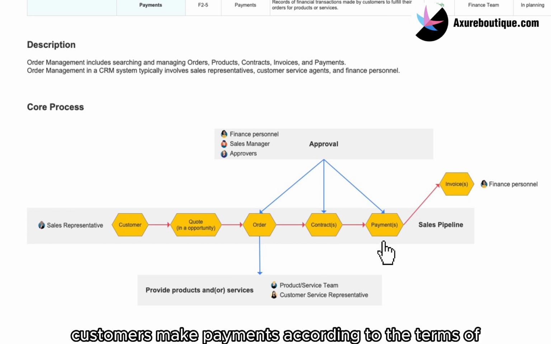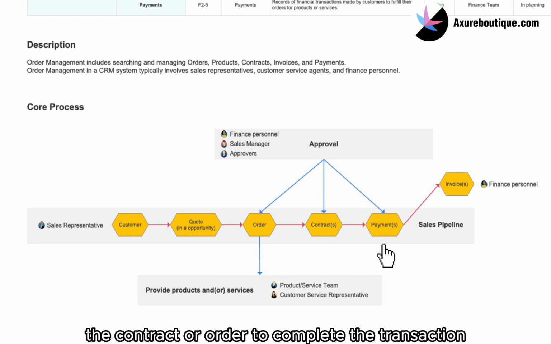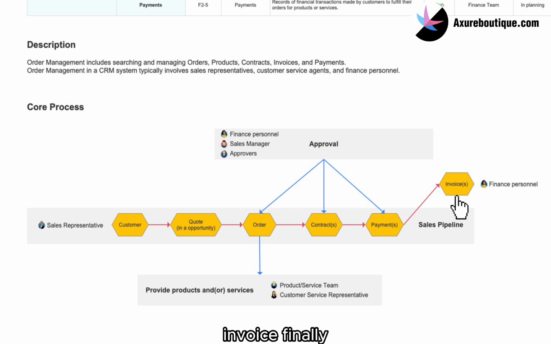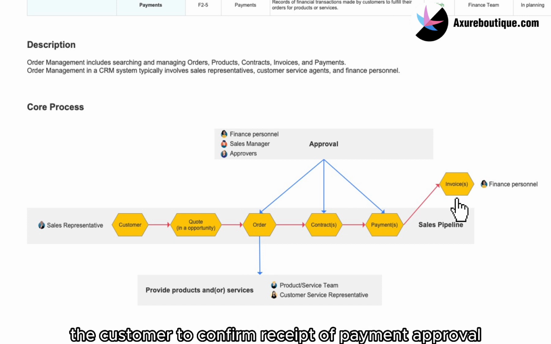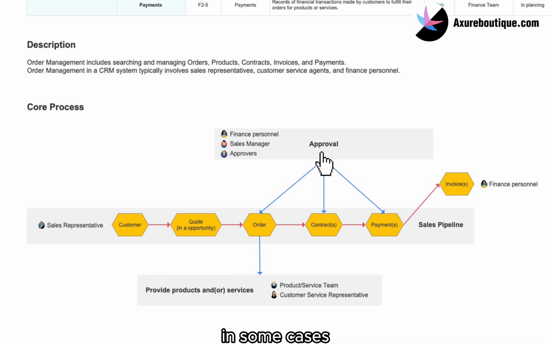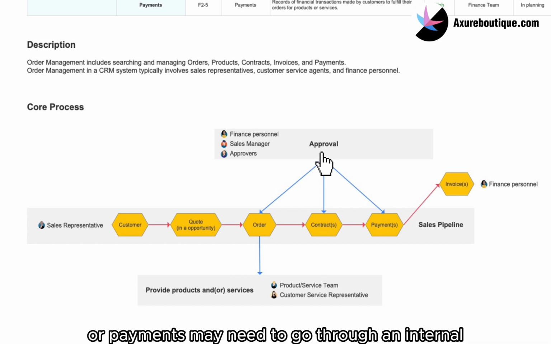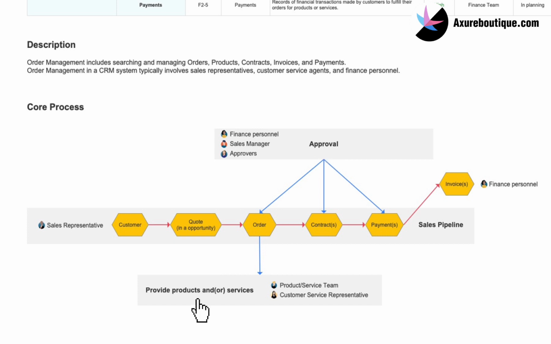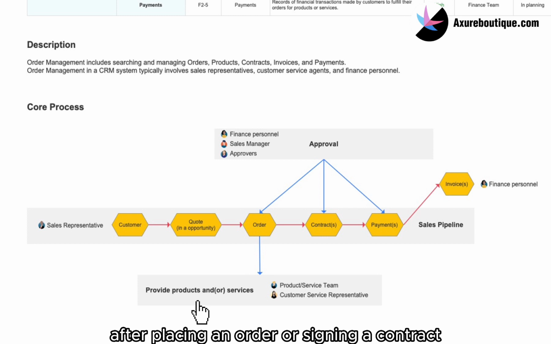Payment. Customers make payments according to the terms of the contract or order to complete the transaction. Some transactions may involve installment payments, and customers can make installment payments according to the terms of the agreement. Invoice. Finally, the company will send an invoice to the customer to confirm receipt of payment. Approval. In some cases, orders, contracts, or payments may need to go through an internal approval process to ensure compliance and accuracy. Products and services.